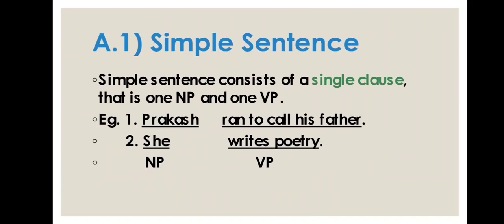For example, Prakash ran to call his father. In this sentence, Prakash is a single NP, and ran to call his father is the only one VP. She writes poetry. Here, she is the NP, and writes poetry is the VP. So these are the examples of simple sentence.